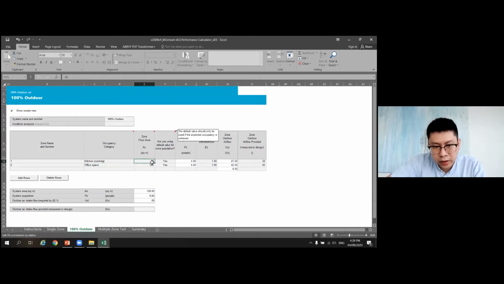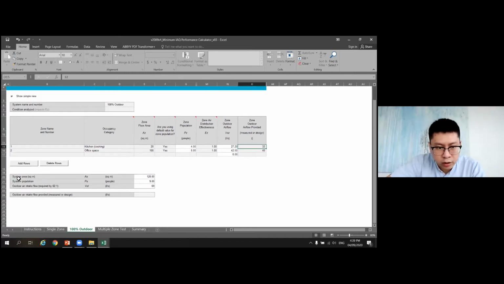Same case again, what is the floor area? Are you using the default value of zone population? If you're using default, this will be automatically calculated. Same case again, your Ez usually is 1, you can put 1. And what is the zone outdoor air provided? Same case as a single zone as well, just that in this case, you will have an additional area. In this area, it will calculate the total amount that is required.